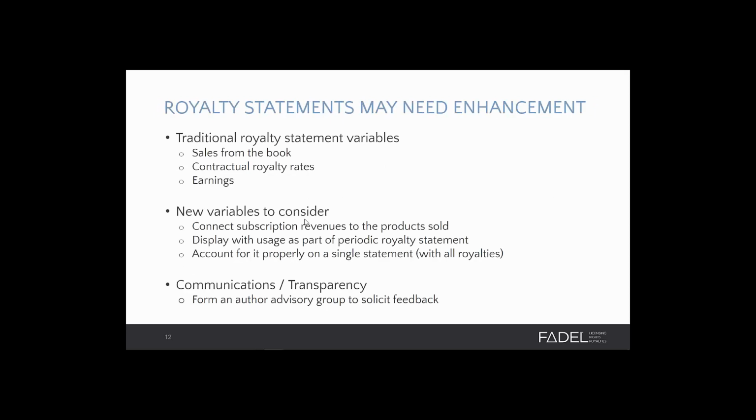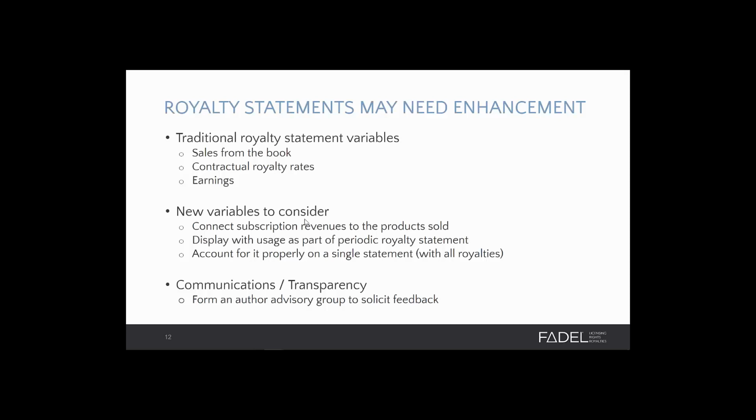On top of this, the royalty statements that you send to your authors or content providers will change. Your traditional royalty statements has basic information, how many books were sold, what was the revenue related to those books, what are the rates that we're paying against, perhaps there's tiering, perhaps there's other thresholds built in, ultimately calculating earnings. But you need to consider new variables.